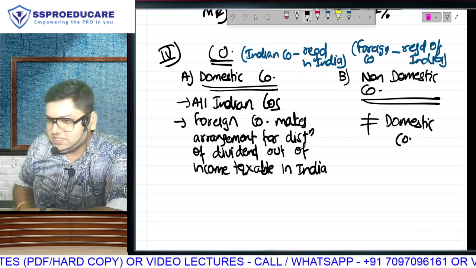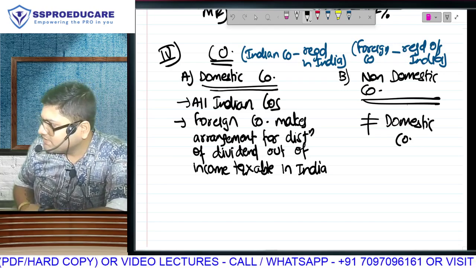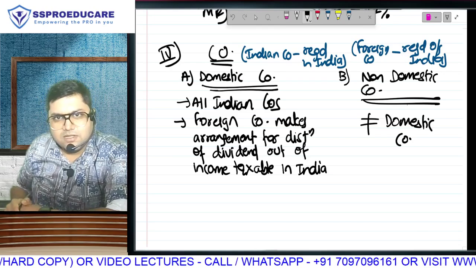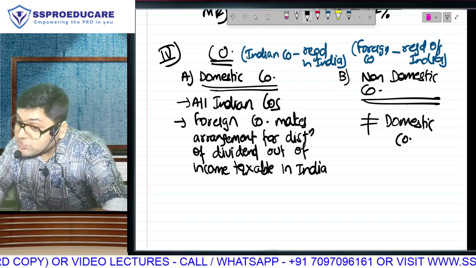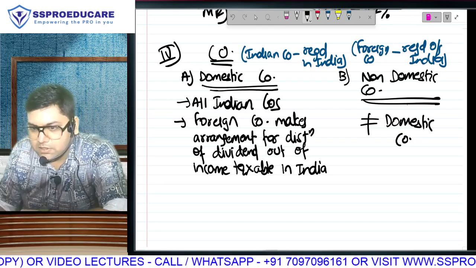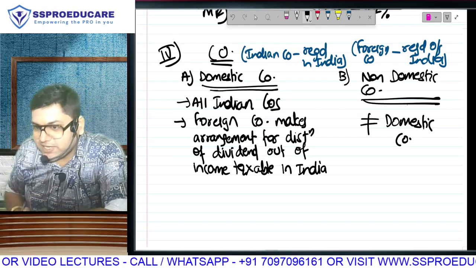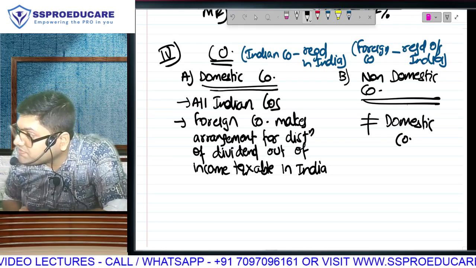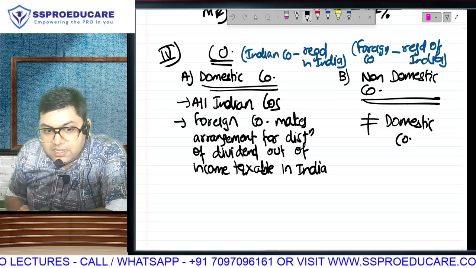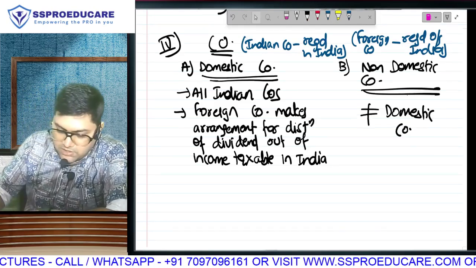No, any company which is not a private company is a public company, something like that. Understood? That means a foreign company which is not distributing dividend in India will become non-domestic. The income tax rates are not given on the basis of Indian or foreign. They are given on the basis of domestic and non-domestic.